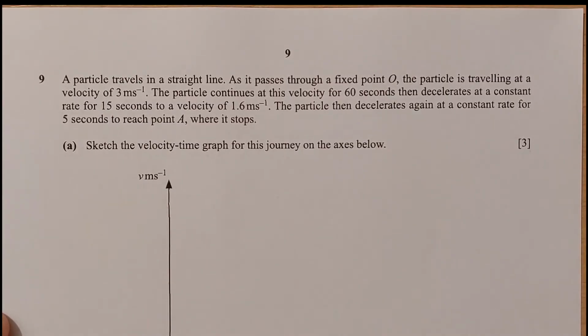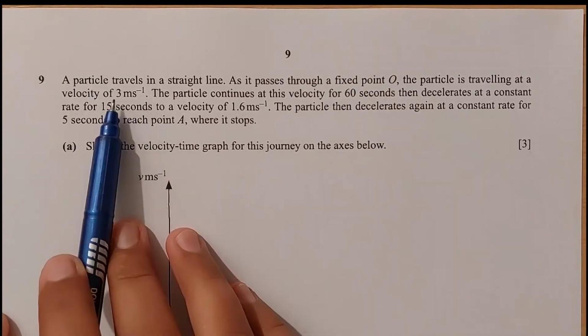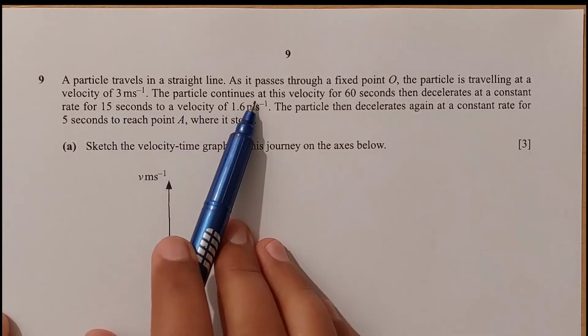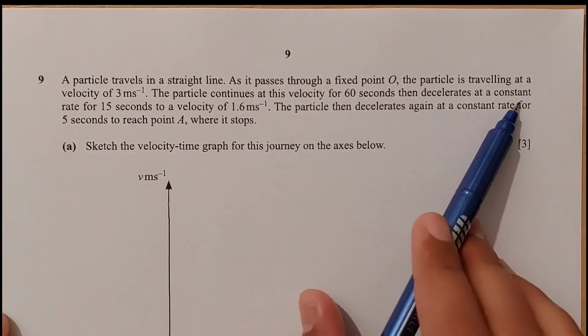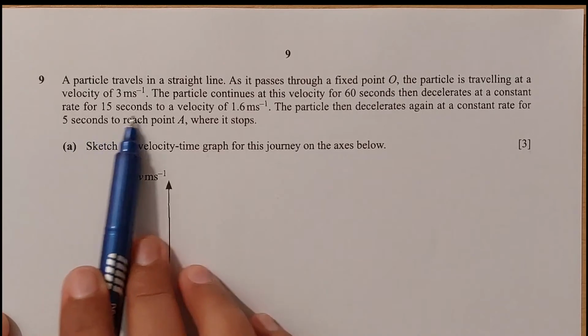Question number 9. A particle travels in a straight line as it passes through the fixed point O. The particle is traveling at a velocity of 3 meters per second. The particle continues at this velocity for 60 seconds and then decelerates at a constant rate for 15 seconds.